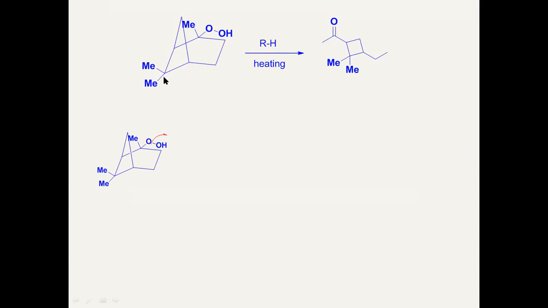This half-headed arrow is nothing but showing the homolytic cleavage, which results in the formation of... See, there is a loss of OH dot, the hydroxy free radical.